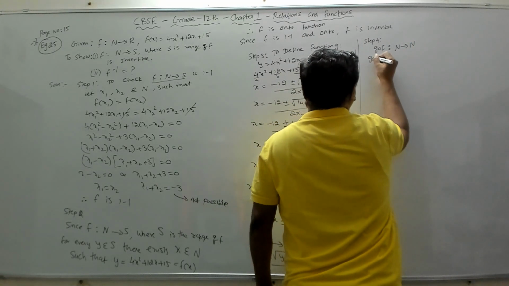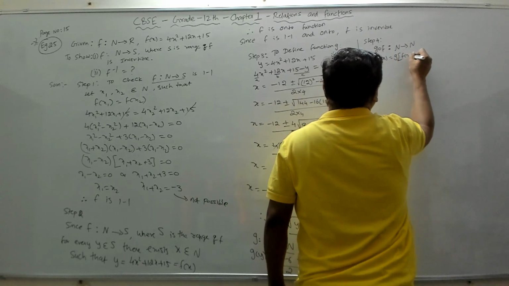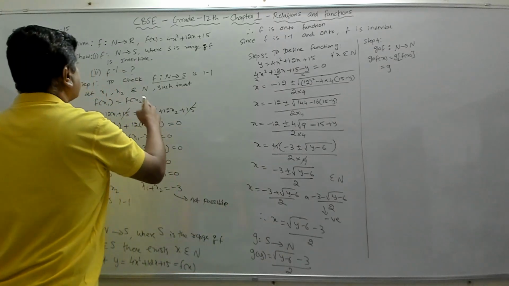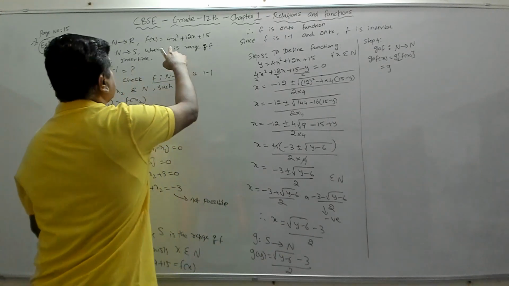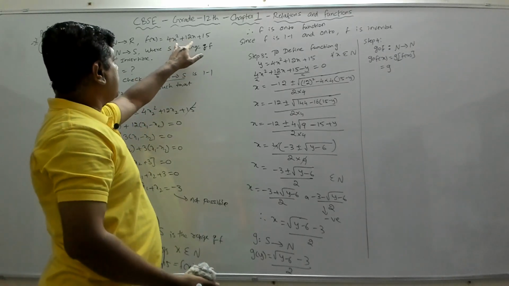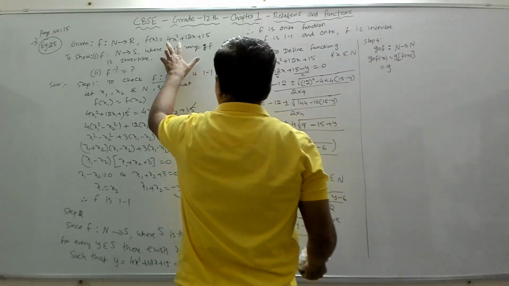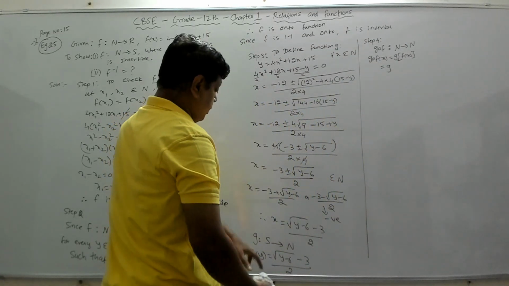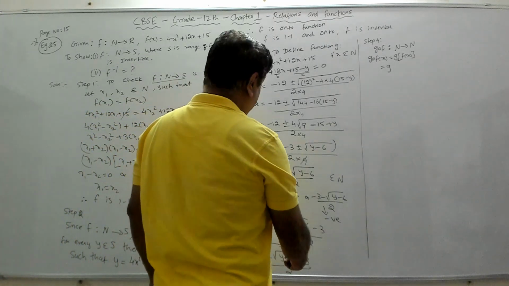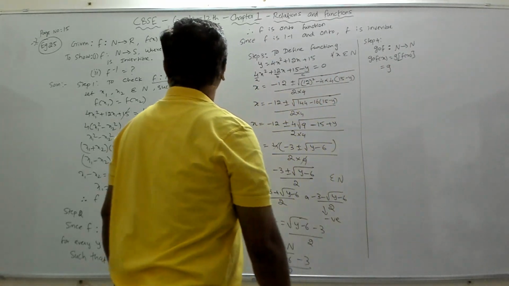And what is g of f of x? That is equal to g of what is f of x? F of x is again in this form. Now, one more thing that we need to do here is, if f of x is in this form, if you substitute 4x square plus 12x plus 15, then it becomes very difficult to substitute the value in this function. So here we'll do one more thing.